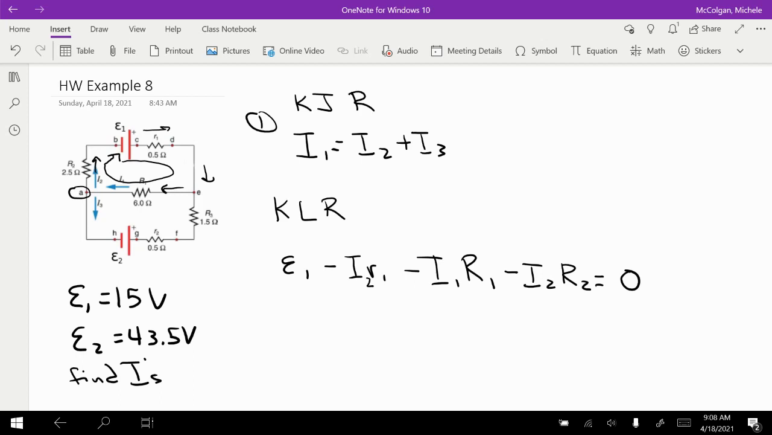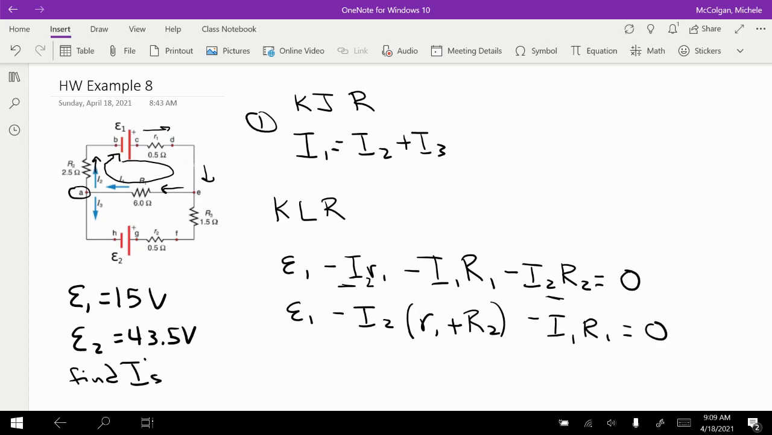What I'm going to do is combine the I2s. So I'm going to have E1 minus I2, and since I have a minus before both of those terms, I'm pulling the minus out. So I'm going to get R1 plus R2, and, oh, I forgot to add in that little part, so minus I1 R1 equals 0.